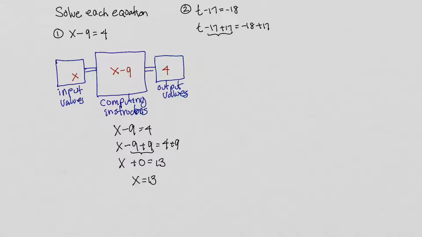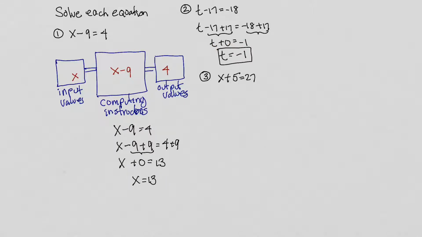Right here we've got a 0, so it's t plus 0 equals negative 18 plus 17 is negative 1. And t plus 0 is just t, so t is equal to negative 1. There's our solution. Now, oftentimes we'll just skip this step because we know that's why we're doing it. We know we're going to get 0. 0 added to any number is just that number. So if you like, you can skip this step.